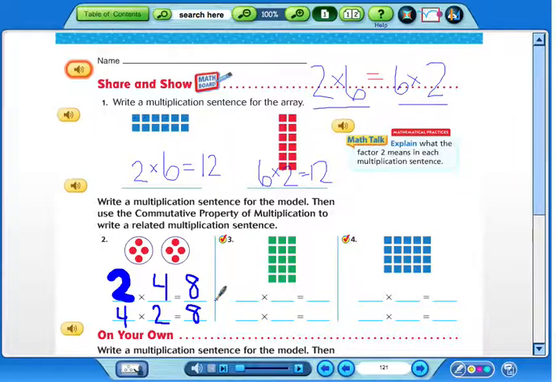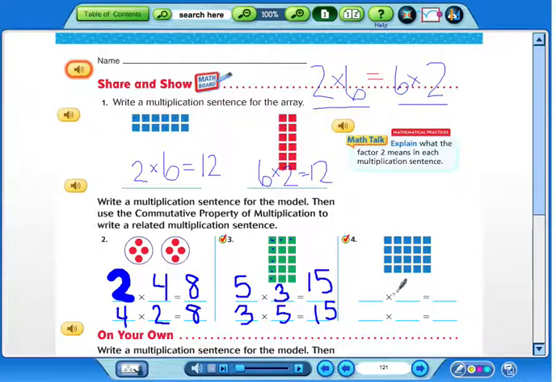Okay? Let's try this one. I've got to find my multiplication sentence, so the first factor is always going to be my number of rows. So let's count the rows. 1, 2, 3, 4, 5. I have 5 rows. My second factor is, well, how many are in each row? So 1, 2, 3. There's 3 in each row. My product is how many total? That's 5, 10, 15. It's going to be 15 tiles total. Well, to show the commutative property, I flip-flop the factors, and instead of 5 times 3 is 15, I do 3 times 5 equals 15.